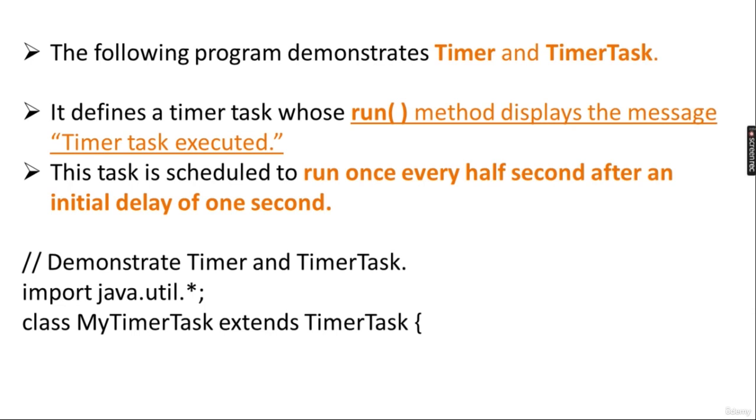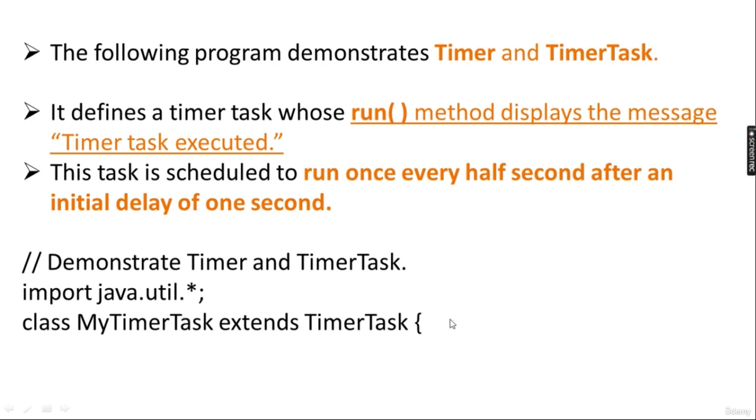So, what is the motto of this program? It extends the timer task, which implements the Runnable interface, then implements the run method. What is the run method doing? Timer task executed. So the task of this timer task is timer task executed message printing. And it runs after every half second after an initial delay of 1 second. So if suppose I am currently running my program, after 1 second from the current time the message will be displayed. Again, after half a second, this message will be displayed again.